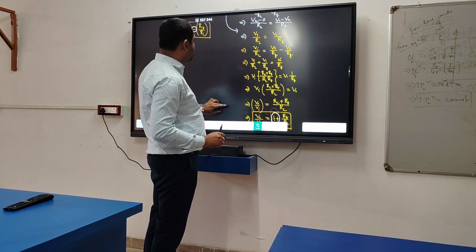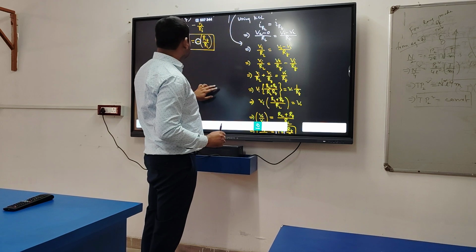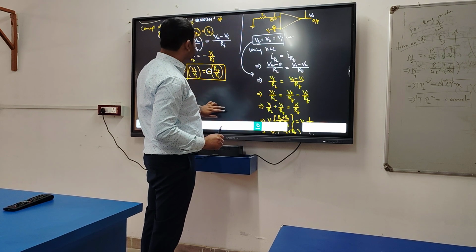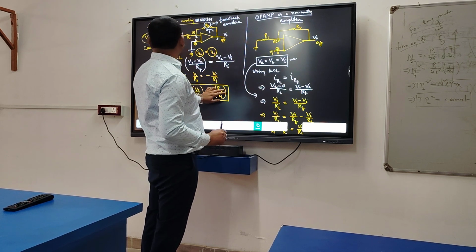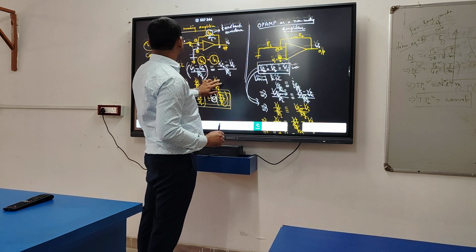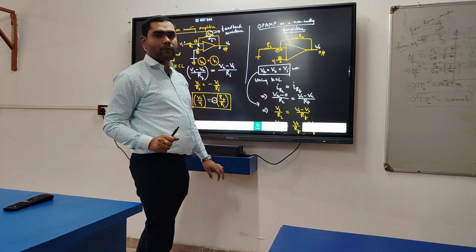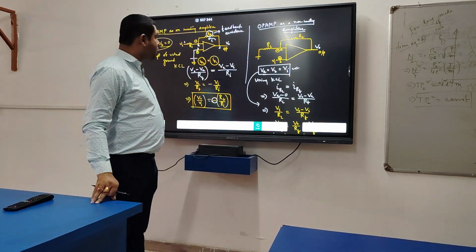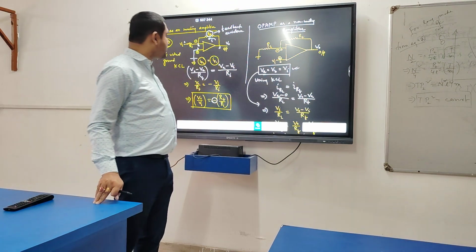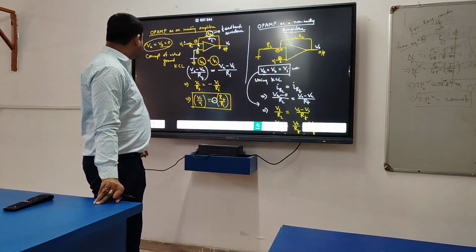In today's talk, we have discussed the OPAMP as an inverting amplifier and the OPAMP as a non-inverting amplifier. Thank you, and we have also discussed the concept of virtual ground.